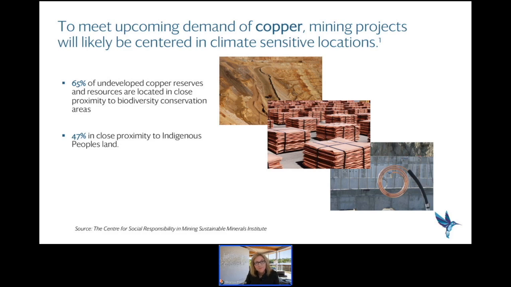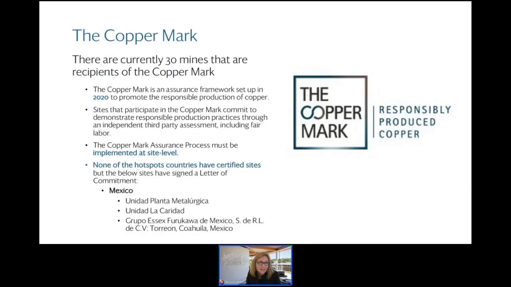So now the upcoming demand for copper is going to put mining projects probably very close to climate sensitive locations. And 65% of the undeveloped copper reserves and resources are located in close proximity to biodiversity conservation areas. You can see again how climate change, all the work that we're doing for sustainability and environmental solutions, needs to be very closely related to how we're examining the ethical and equity issues. And 47% are in close proximity to indigenous peoples' lands.